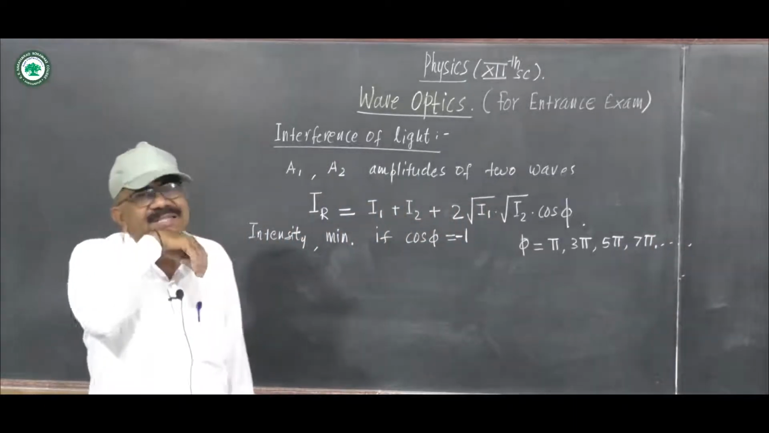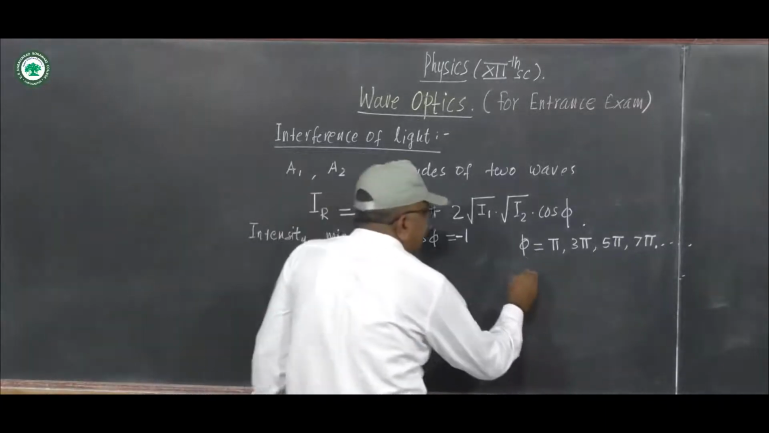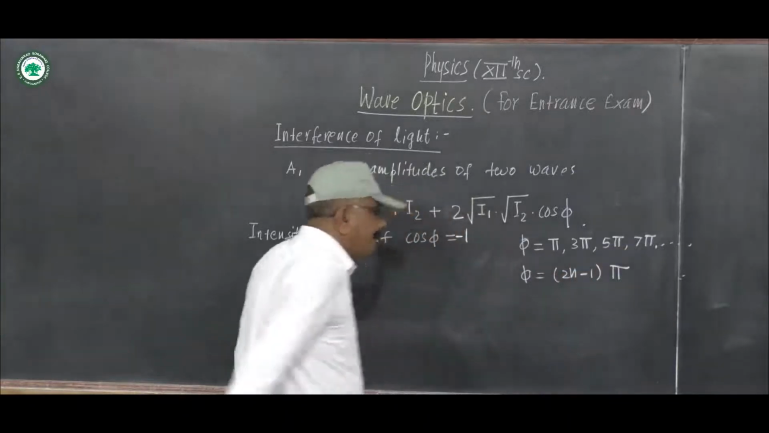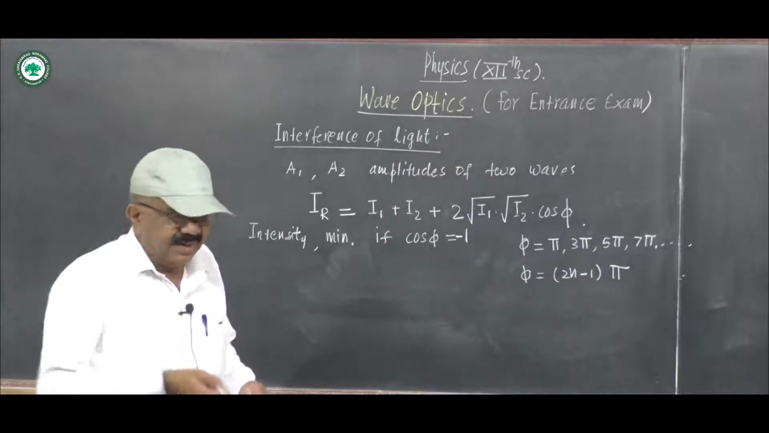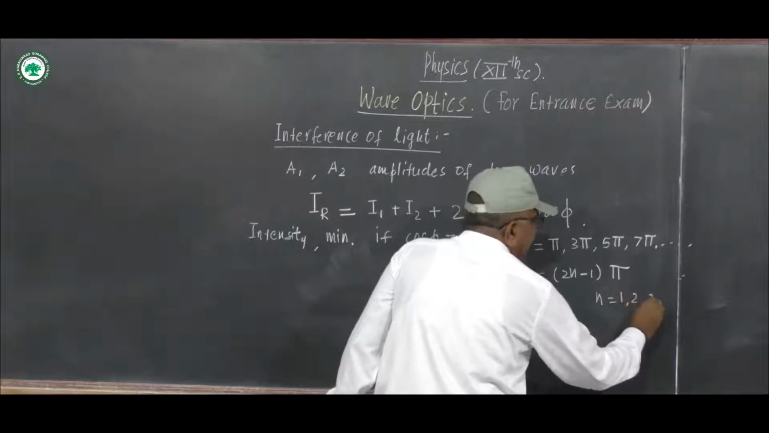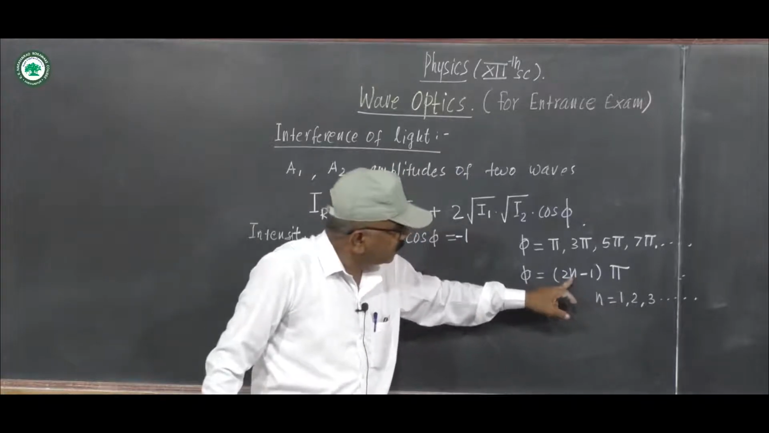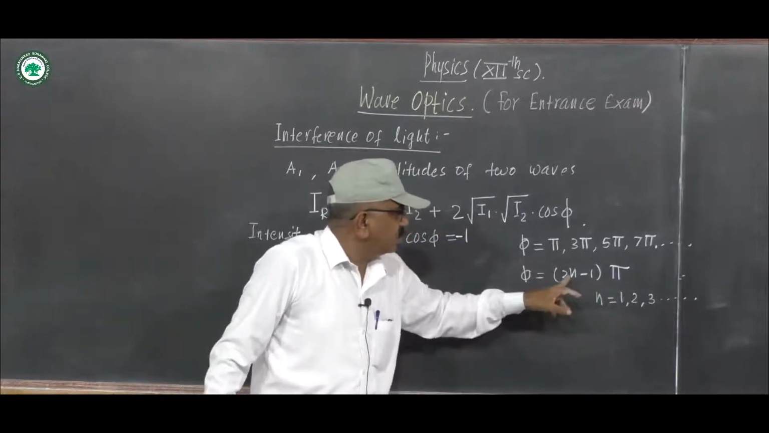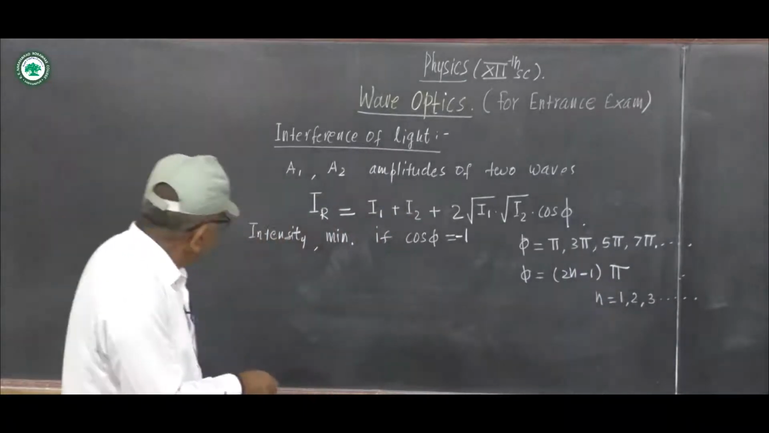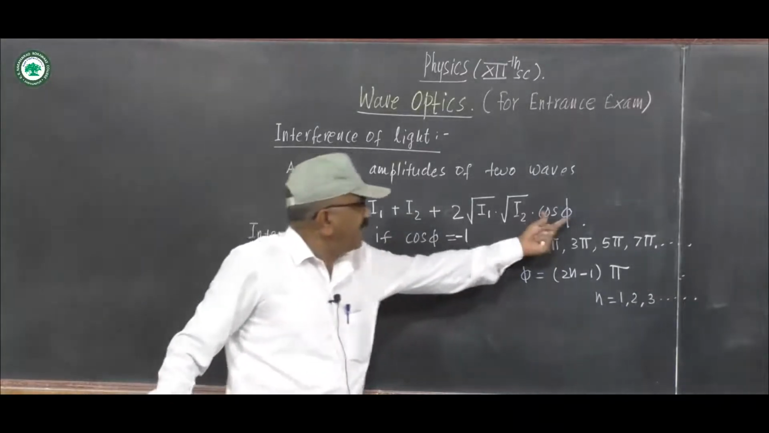The waves are out of phase, the interference will be destructive, and we write this as phi is equal to (2n minus 1) pi, where n starts from 1, 2, 3, like this. If we take n as 1, 2 into 1 minus 1, that is 1 pi; n as 2, 4 minus 1, that is 3 pi, and so on. Then this intensity will be minimum if this cos phi is minus 1.